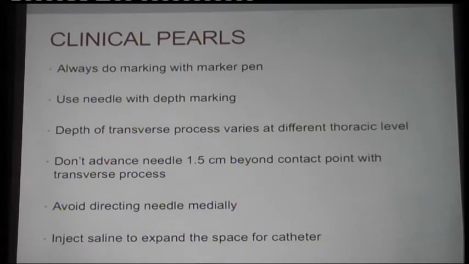Severe respiratory disease, thoracic spine deformity, and ipsilateral diaphragmatic paralysis are other relative contraindications. Always mark the landmarks with a marker pen. Even if you are using ultrasound, always do marking. Otherwise, you will hit the rib and enter the space, and there are higher chances of pneumothorax. Use a needle with depth marking, so you can precisely know where you hit the transverse process, and you should not go beyond 1.5 centimeter beyond that point.